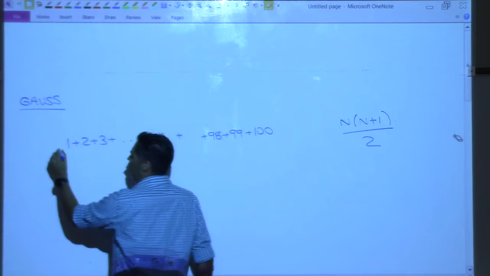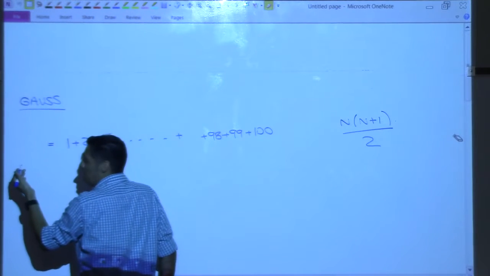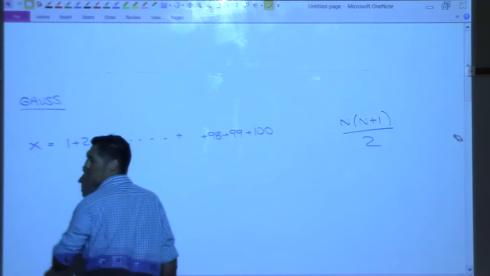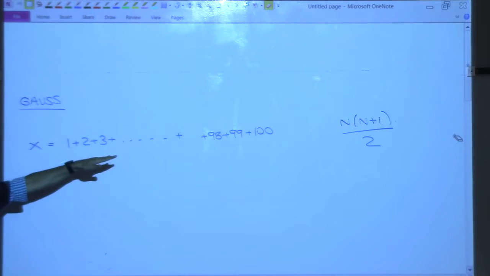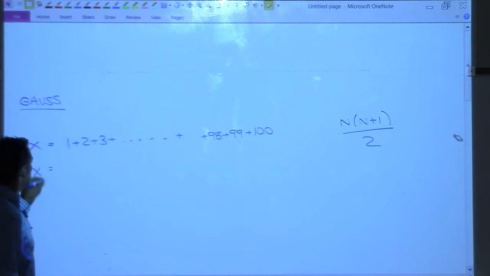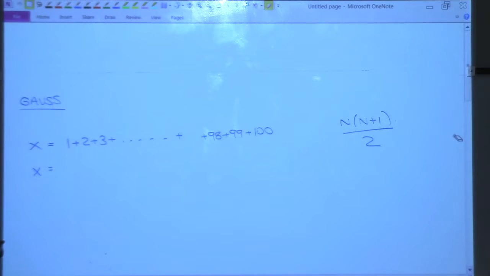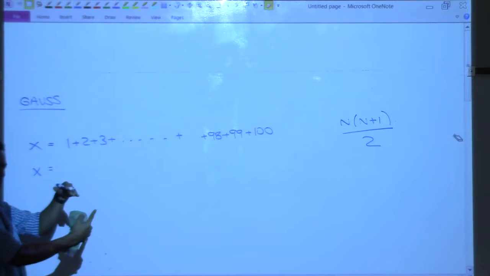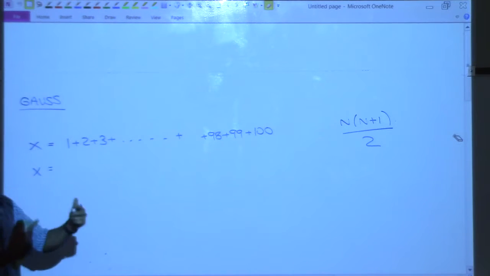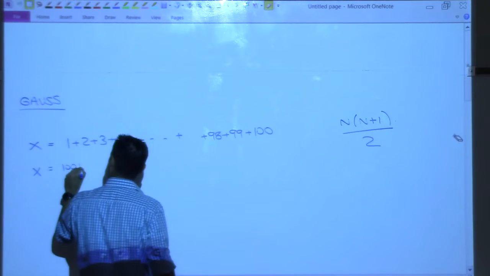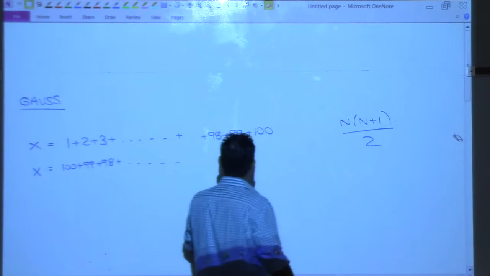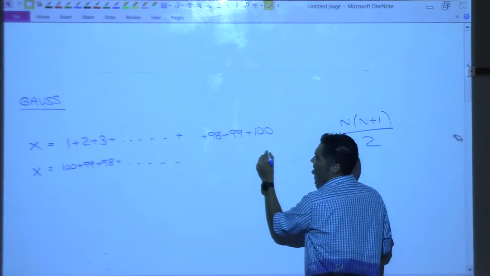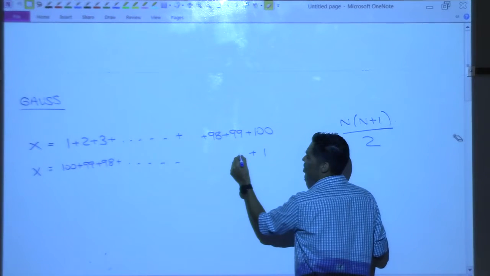Gauss said, I'm going to call this, I don't know what he called it, but I'm going to call it x, just to make it easy for us. Gauss said, you want me to find x, right? So then Gauss said, look, x, when you add things up, it doesn't matter what order you go in, right? Because with addition, you can switch the order. So Gauss said, I'm going to write this backwards. 100 plus 99 plus 98 plus dot, dot, dot. What would the last number be if you turned it around? 1, plus 2 before that?